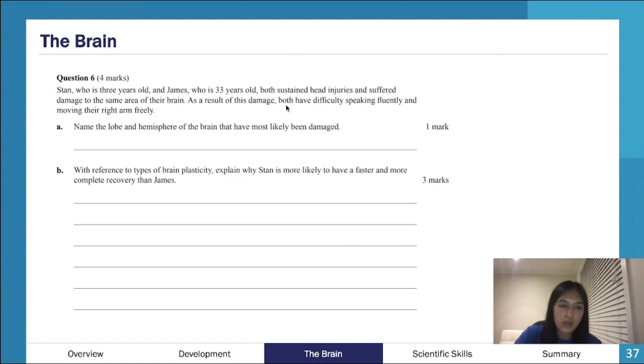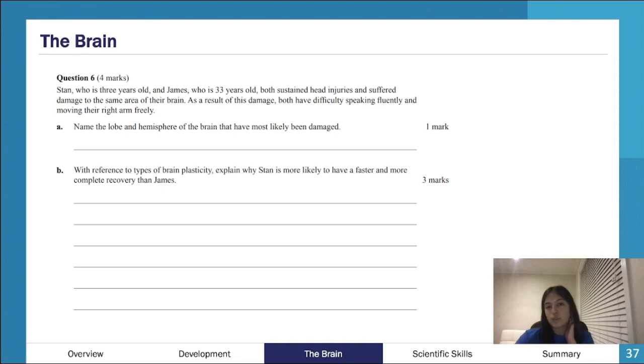Stan, who was 3 years old, and James, who was 33, both sustained head injuries and suffered damage to the same area of their brain. As a result of this damage, both have difficulty speaking fluently and moving their right arm freely. So, name the lobe and hemisphere of the brain that have most likely been damaged. And then part B, with reference to types of brain plasticity, explain why Stan is more likely to have a faster and more complete recovery than James.